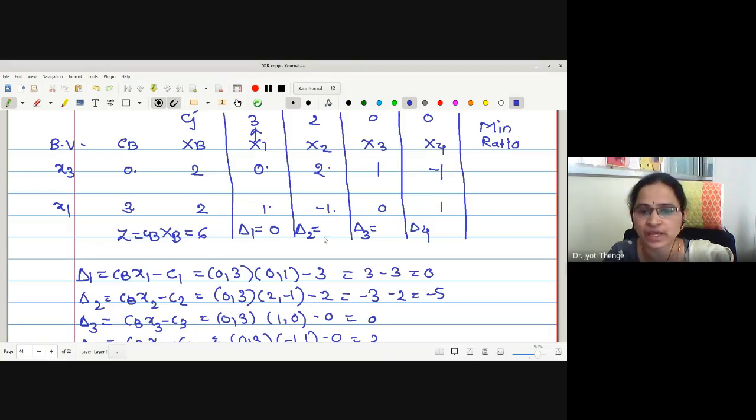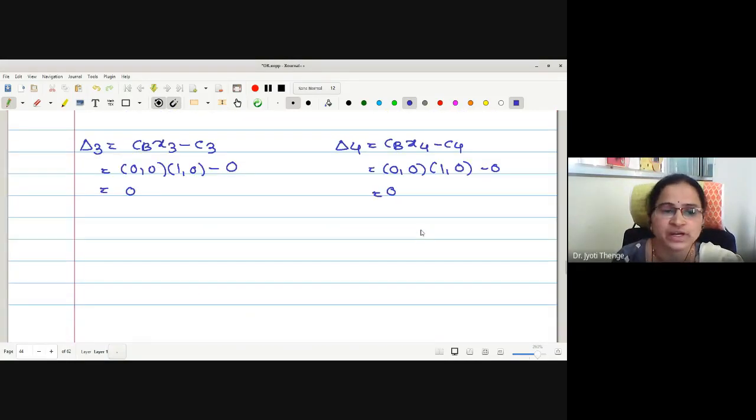CB times x1 we have done. For delta 2, 0 to 0, 3 minus 1 minus 3, minus this top entry, minus 2. Therefore, this is minus 5. Now for delta 3, 0, 1, 0, 3, 0, 0, minus 0. This is 0. Next, 0 minus 1, 0, 3, 1, 3, minus 0. Therefore, this is 3. Right?